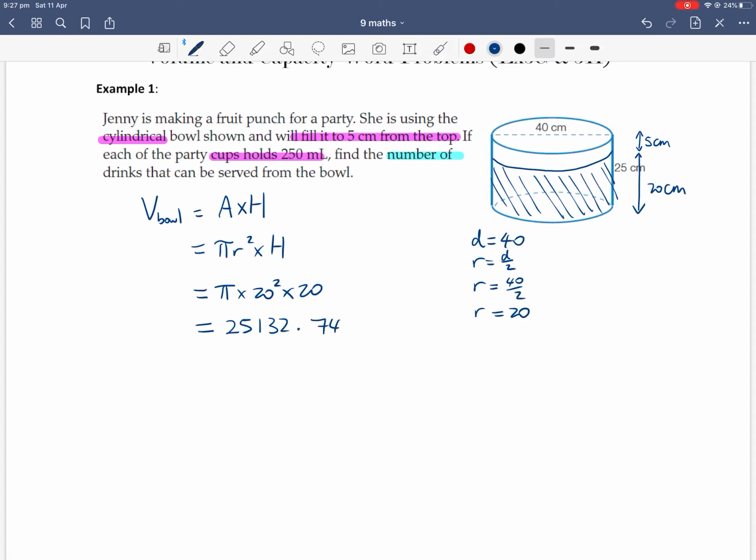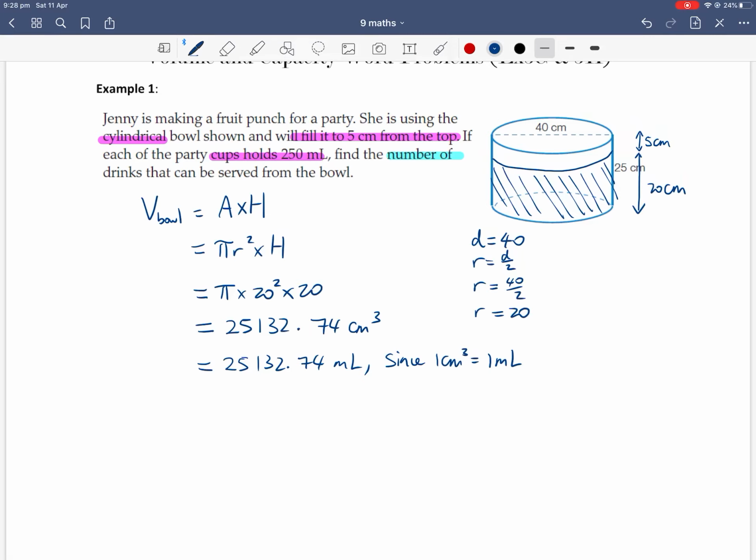Putting this into a calculator, we get 25132.74. Now look at the units: we were given centimeters, so this answer is in centimeters cubed. We now need to talk about 250 milliliters, the volume of each cup. Right now our units don't match, milliliters and centimeters cubed, but that's an easy fix because we know that 1 centimeter cubed is 1 milliliter. So this many milliliters is how much juice we have, since 1 centimeter cubed is equal to 1 milliliter.